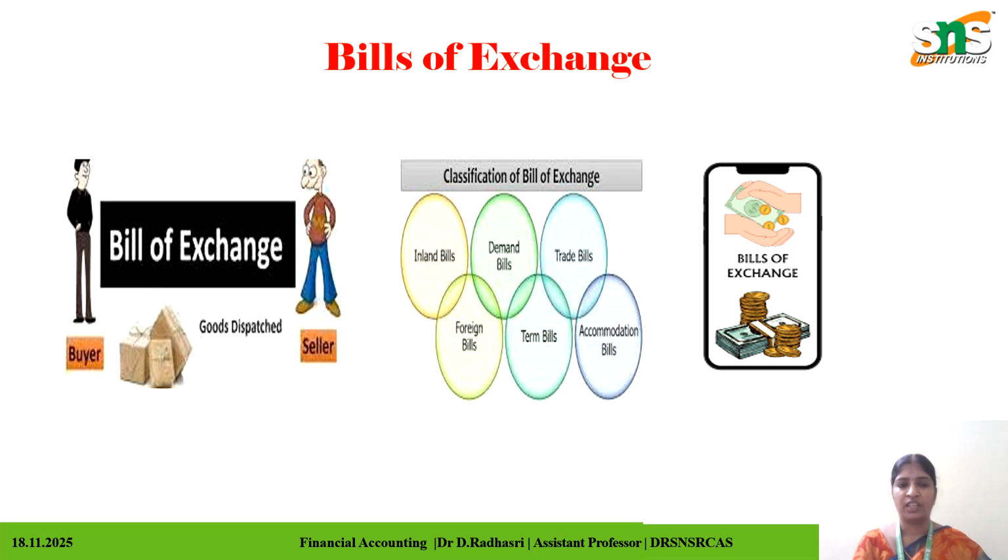It can be explained with an example. A is a seller who is giving goods and B is the buyer who is receiving the goods. What is A doing? A is selling a particular product to B, but B does not have the amount to pay for that particular goods. For that purpose, A writes a bill of exchange. It is a document written by the seller.